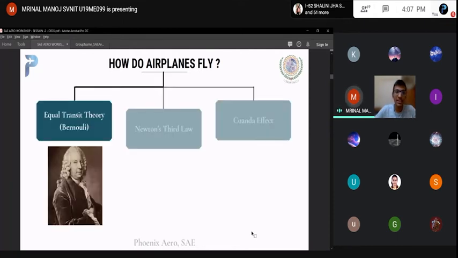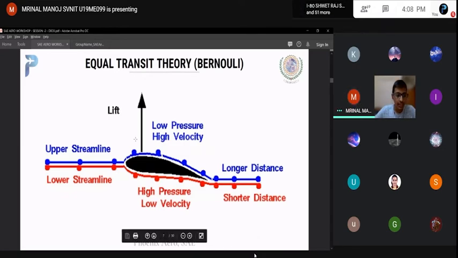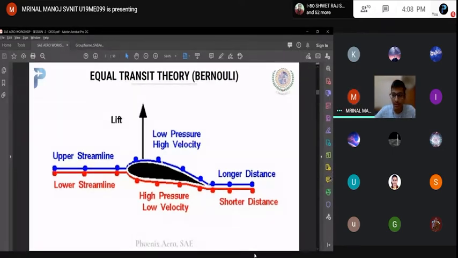There are three main theories that govern the flight of an aircraft. One is the equal transit theory, popularly known as Bernoulli's theory, one is Newton's third law of motion, and the last one is the Coanda effect. Let's see them one by one. First off, the equal transit theory. Now, what is equal transit theory? Y'all can see my screen.